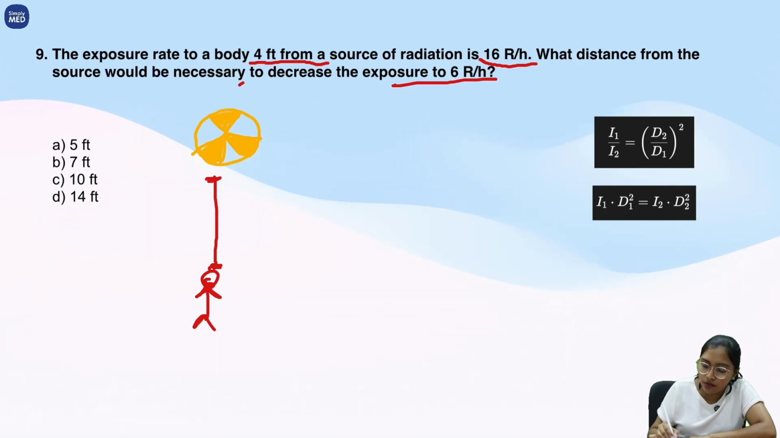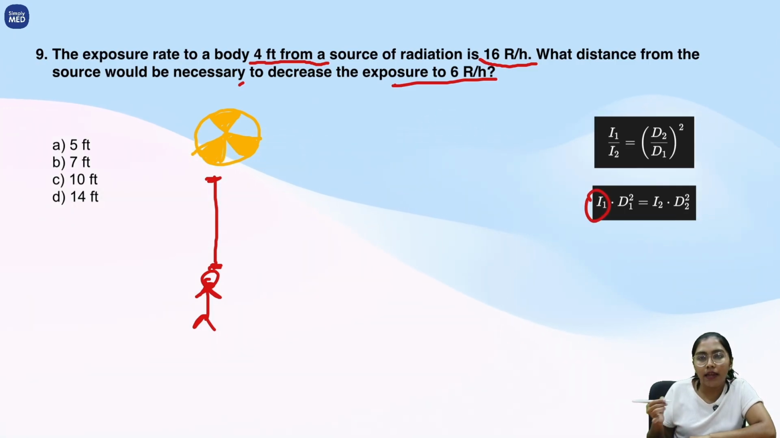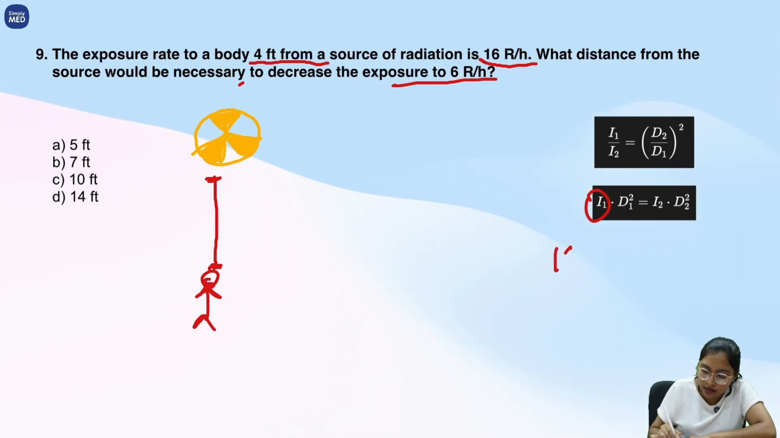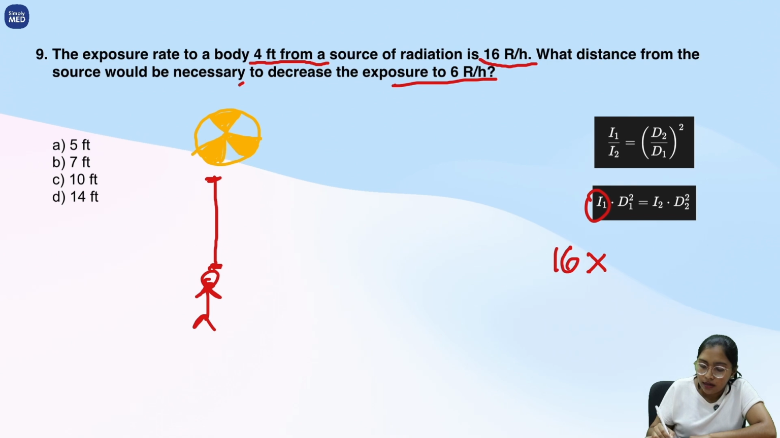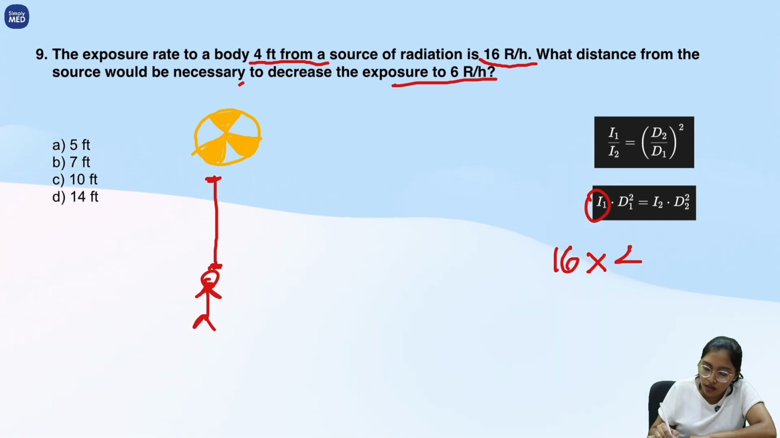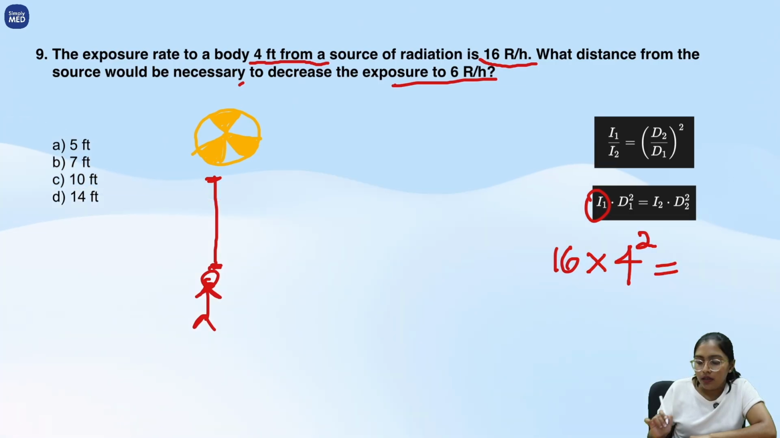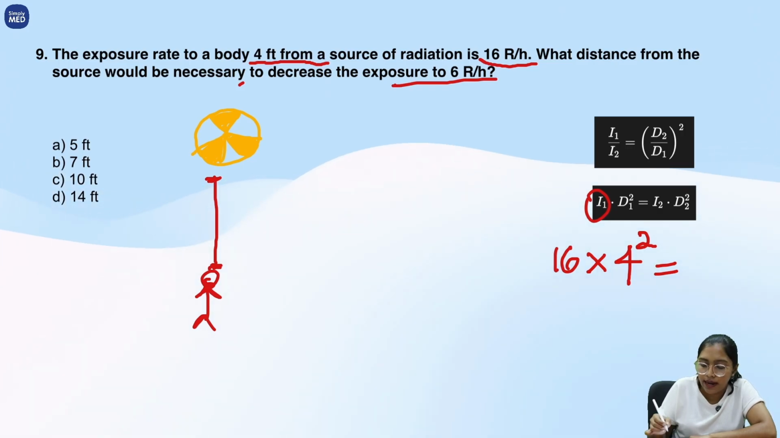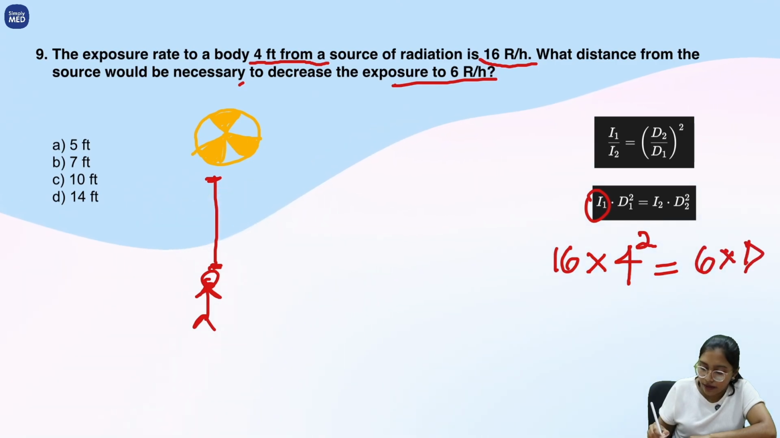Now let's substitute the values. I1 means the initial exposure, dose or intensity. So here the initial exposure was 16. So 16 into D1 square. D1 means the first distance. The first distance was 4, so D1 square is 4 square. This is equal to I2 into D2 square. Now I2, the second exposure rate, is 6 Roentgen per hour. So 6 into D2 square. D2 is what we have to find out.